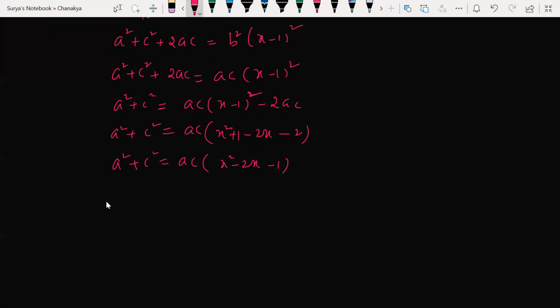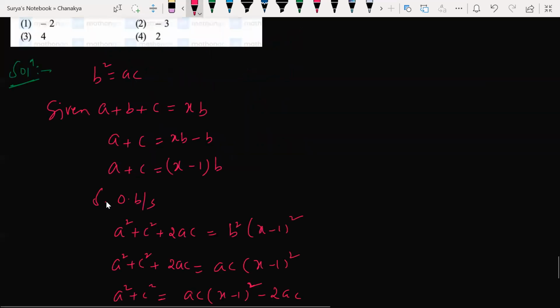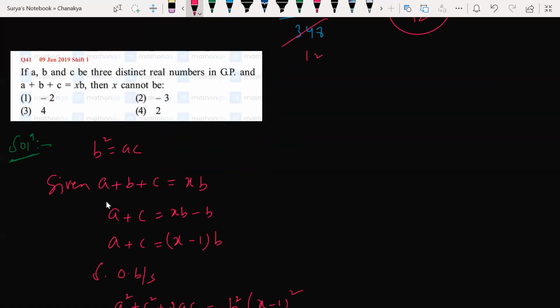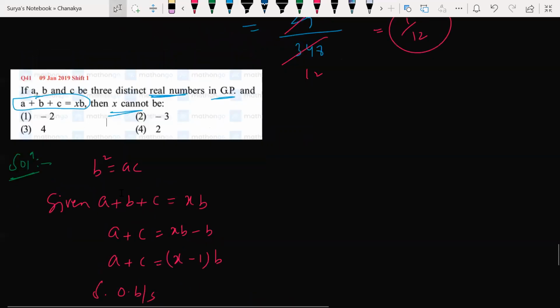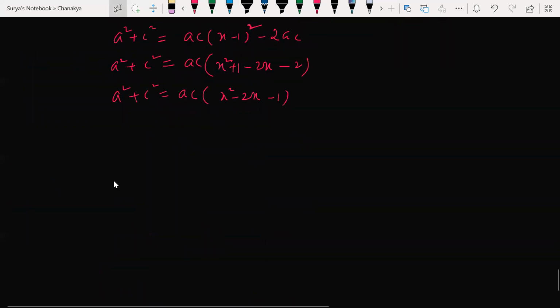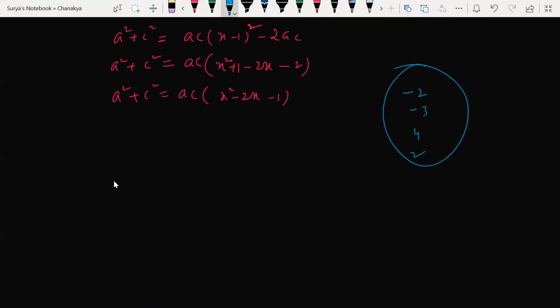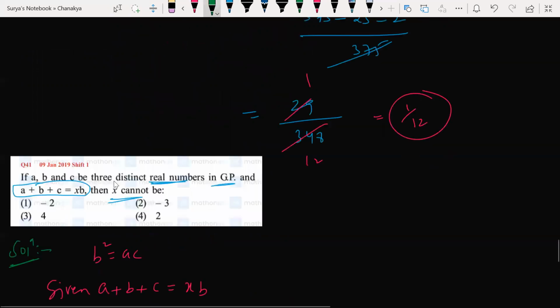All right, beta. Now what do we have to do here? What is he asking? A, B, C are three real numbers in GP, okay? And A plus B plus C is equal to XB. Then X cannot be what? We have to verify the answer. The options given to you are minus 2, minus 3, 4, 2, right? So let us check one by one. Let's substitute one by one, beta. What is X cannot be, right? Now substitute.